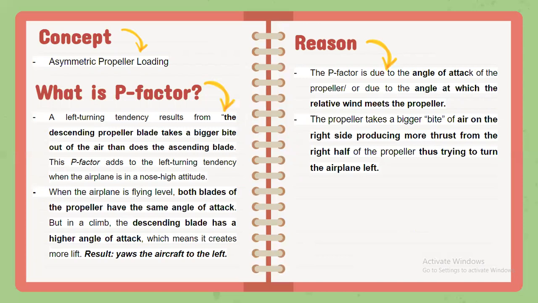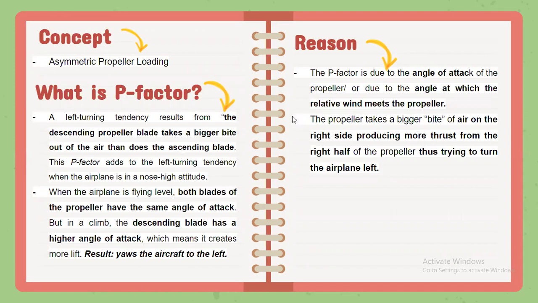The P factor adds to the left turning tendency when the airplane is in a nose high attitude. So we consider P factor when the aircraft is in a nose high attitude. When the airplane is flying level, both blades of the propeller have the same angle of attack, but when the aircraft is in a climb, the descending blade has a higher angle of attack, which means it creates more lift. As a result, the aircraft will yaw to the left.